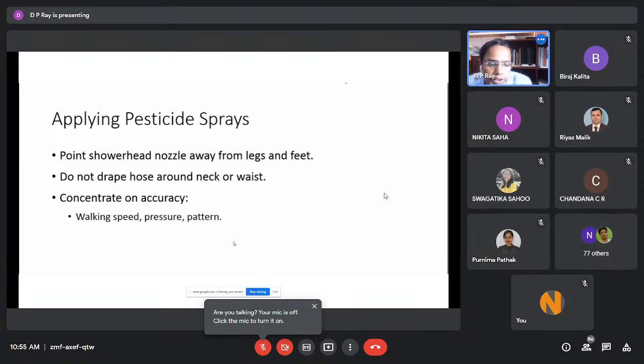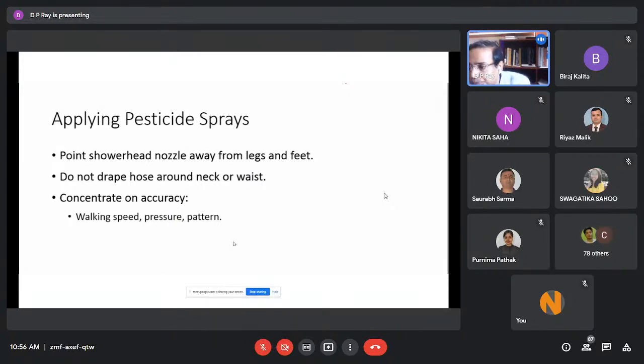Concentrate on accuracy: walking speed, pressure, and pattern. And as I mentioned, the wind speed, in what direction the wind is blowing, and in what direction I will stay. It should not come to my mouth, it should not come to the sprayer, whoever is spraying. So the direction has to be selected as per the direction of spraying. That is also important. And the spacing between the crops, that is also important. Keeping this in mind, they have to spray in the field.